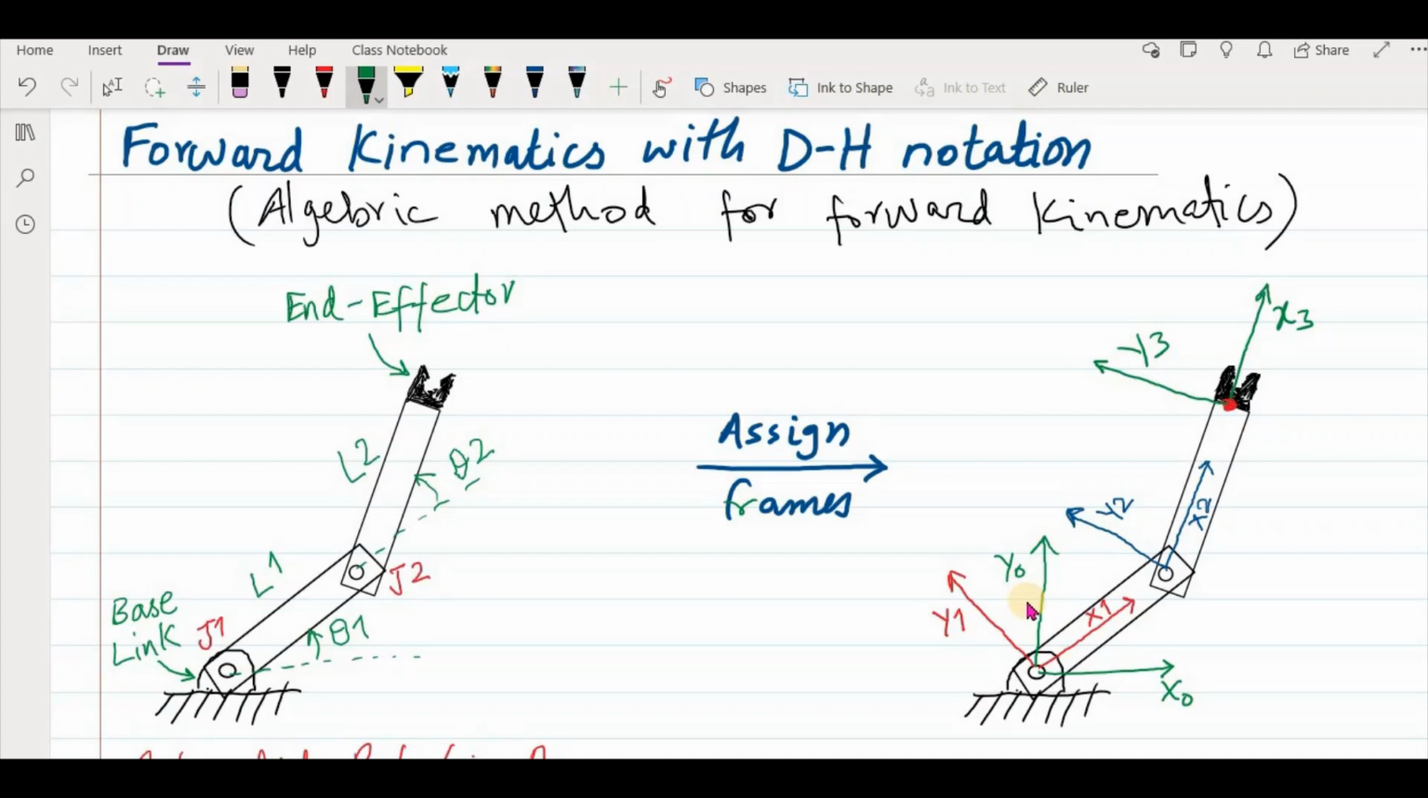How many frames do we have? 1, 2, 3, 4 frames. Although this is not a joint, we have assigned a frame here because we are interested in finding its position. That's why we need a frame here.